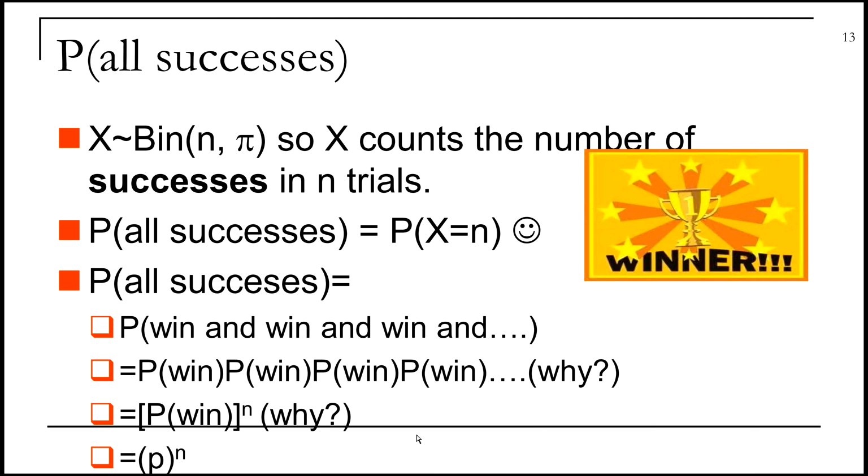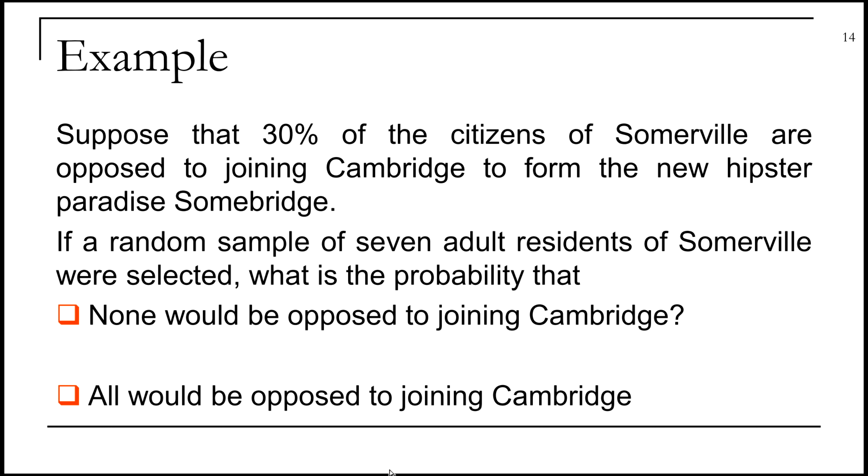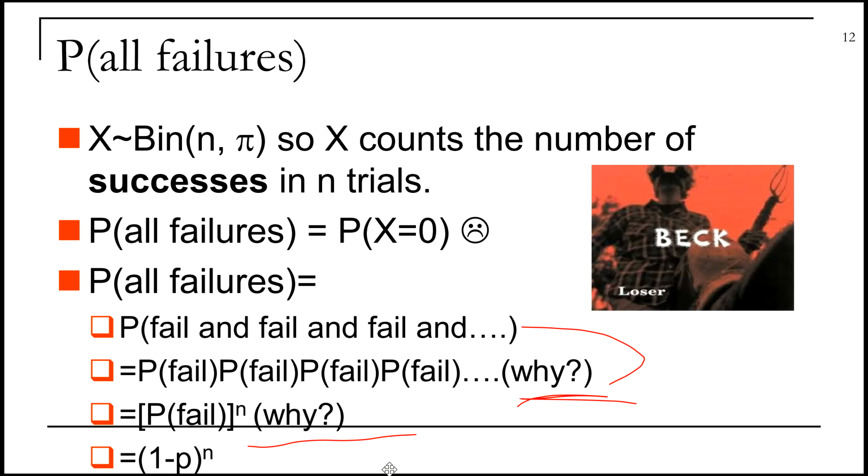That was easy. Now the probability of all successes. You win, you win, you win, you win, you win. Because of independence, you get this. Because we assume the probability you win is constant in each trial, it's going to be probability win to the n. And that's just simply going to be p to the n. So p to the n is the probability of all successes. (1 minus p) to the n is the probability of all failures. And very easy to do.